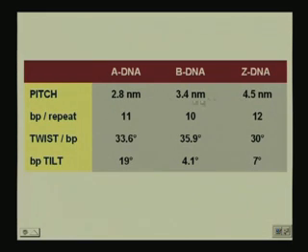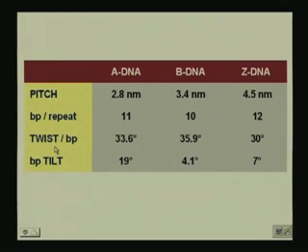These are some of the features of the A-DNA, B-DNA and Z-DNA. We have a pitch. What is a pitch? The distance covered by one rotation. So, the A-DNA pitch is 2.8 nanometers, the B-DNA is 3.4 nanometers, and 4.5 nanometers for Z-DNA. The base pair repeats are 11 bases per turn, 10 bases per turn and 12 bases per turn.